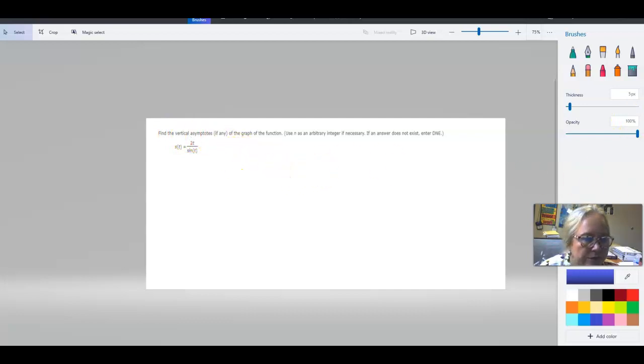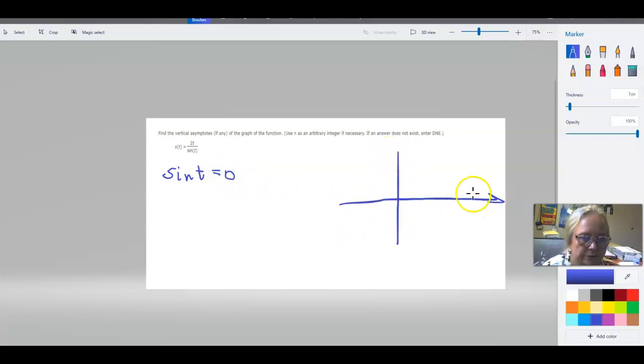asymptote. So in this case we are going to solve the equation sine t equals 0. So when sine is 0, let's refresh a little bit on the graph. So here's y, here is x. I will use green color. So the sine graph looks like this.